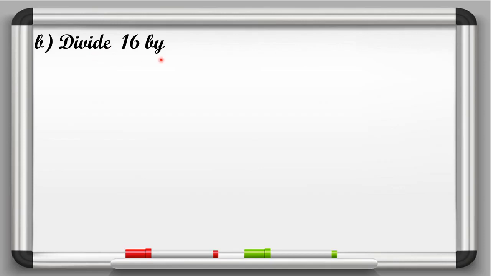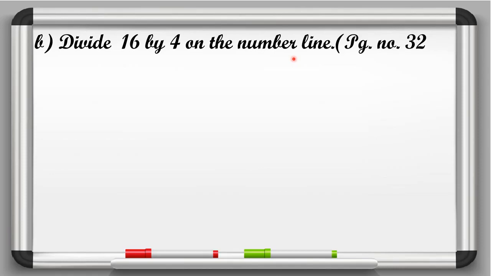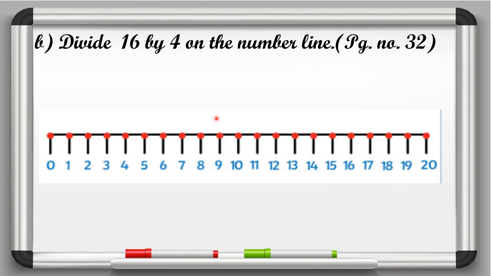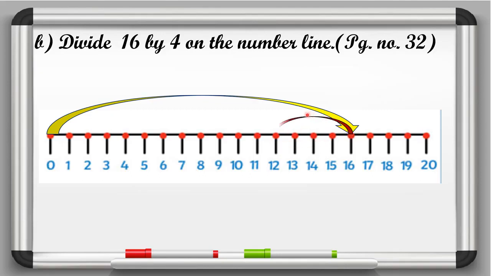Now in B part, divide 16 by 4 on the number line. Okay, this is of page number 32. 32 pe page number pe question given hai beta. So here we have a number line from 0 to 20. So our number is 16. First of all, we will move from 0 to 16. Hum 0 se 16 pe move karenge. Now we have to subtract 4 from 16. So let's start speaking backward counting. 15, 14, 13, 12. So we'll move from 16 to 12 backward.